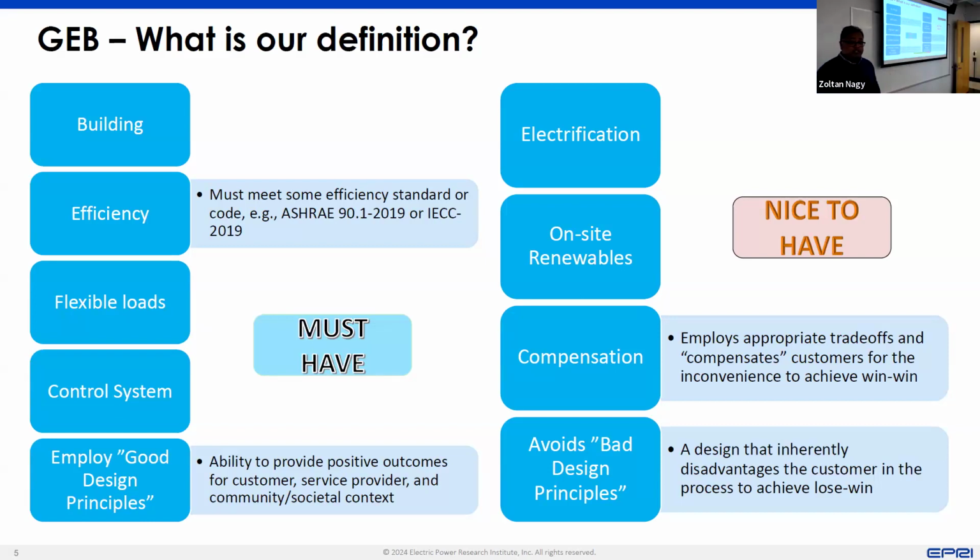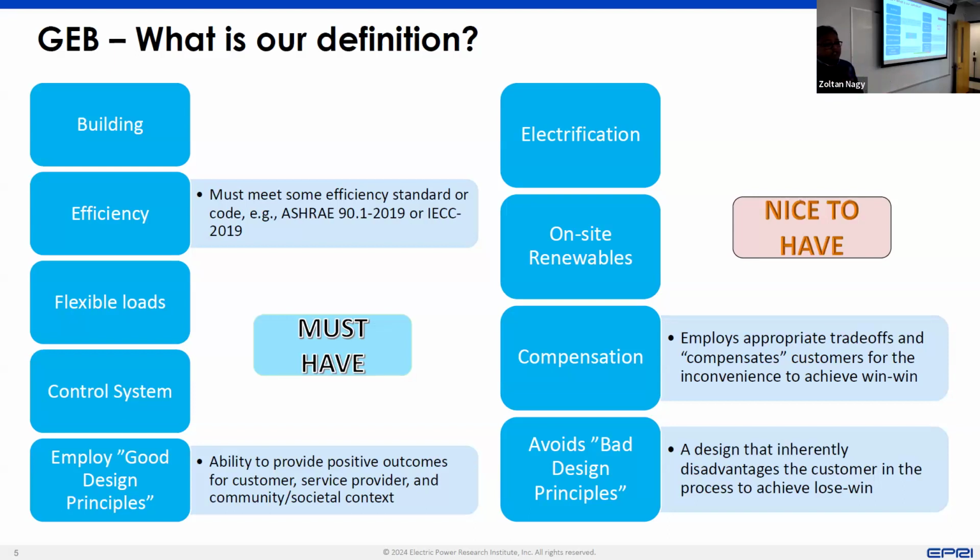The third thing is compensation, which may or may not be involved. If you're going to inconvenience somebody by having them flex their loads for a greater cause's benefit, then you may want to compensate them. Again, it's not required, but nice to have.